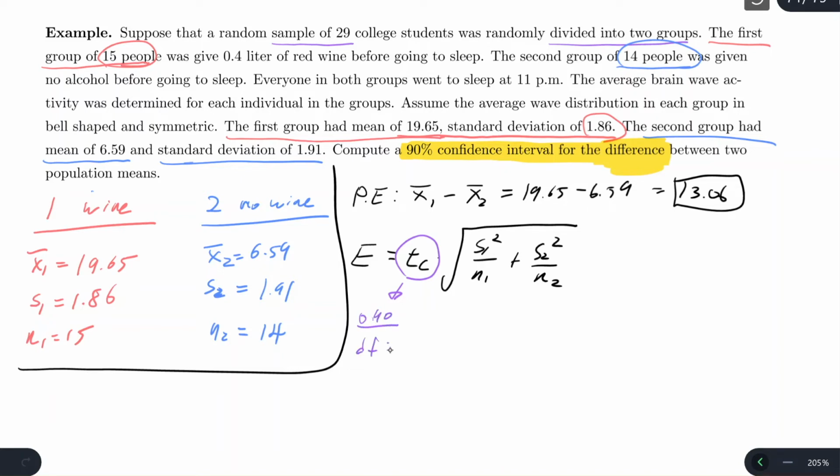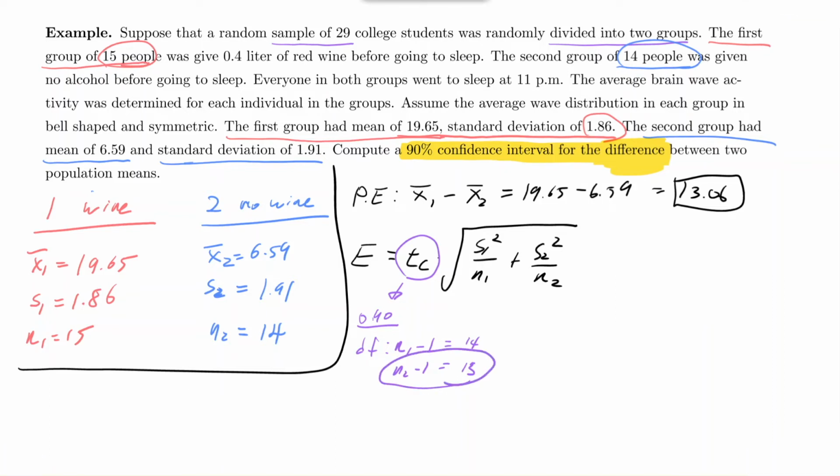Degrees of freedom, we have two of them, n1 minus 1, n2 minus 1. Well, n1 is 15, so this gives 14. n2 is 14, so this gives us 13. So since we have two, we use the smaller one. Sometimes they could be the same, and then we can use either one. But here we use the smaller one, so this is the degrees of freedom we use. So when we go to the t table, we look at 0.9 and 13.